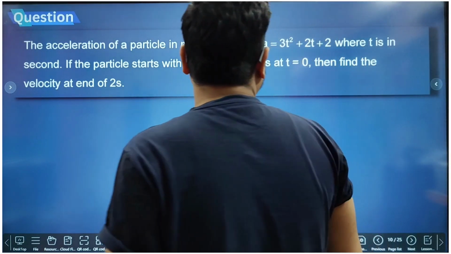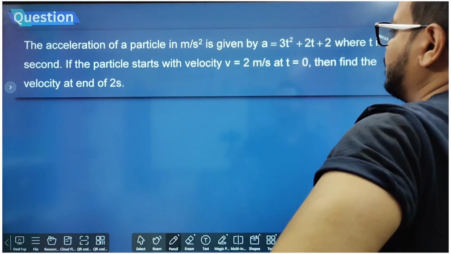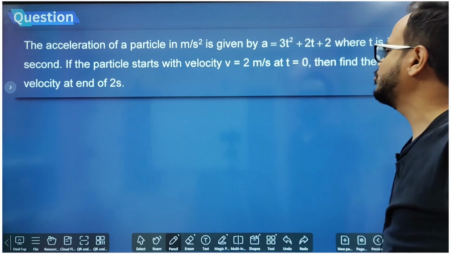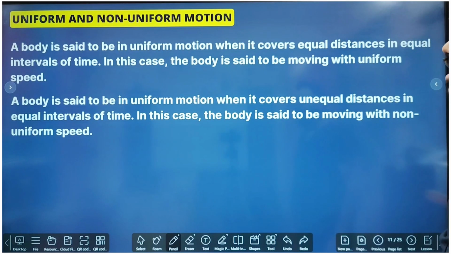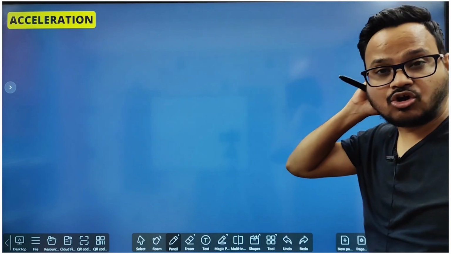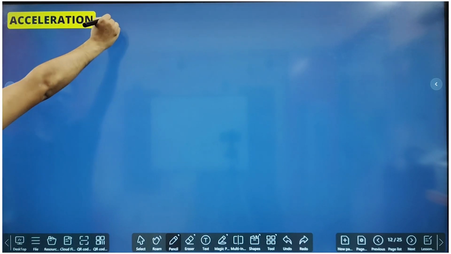The acceleration of the particle is given by this. If the particle starts with velocity this at t equal to 0, then find the velocity at the end of 2 seconds. Okay. We'll come back to this question after discussing the concept of acceleration. Acceleration is the rate of change of velocity.